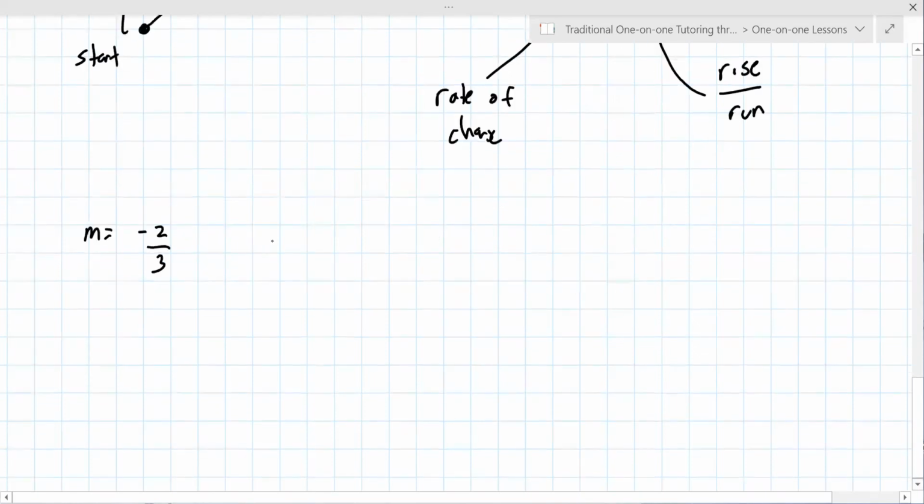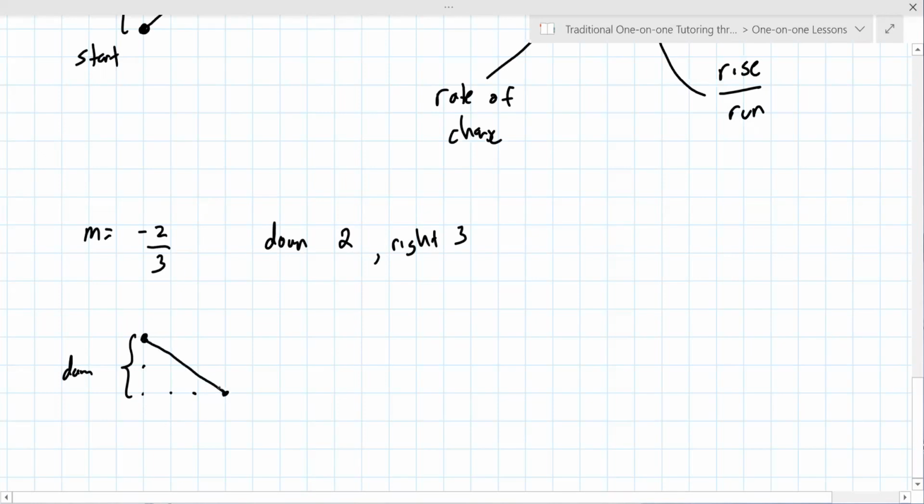So this means you go down 2, and that's because of the negative, right 3. So if I have you start here, you go down 2, one, two, and then to the right, right, 3. And you get here.